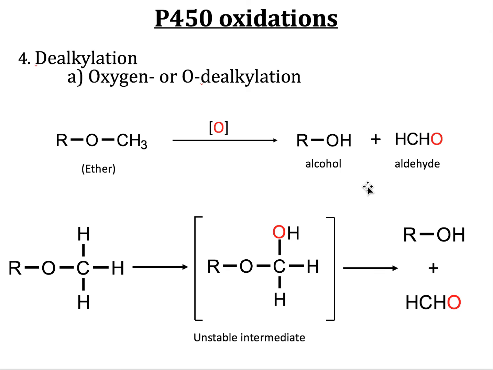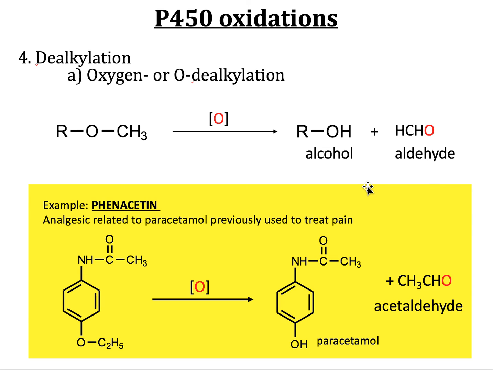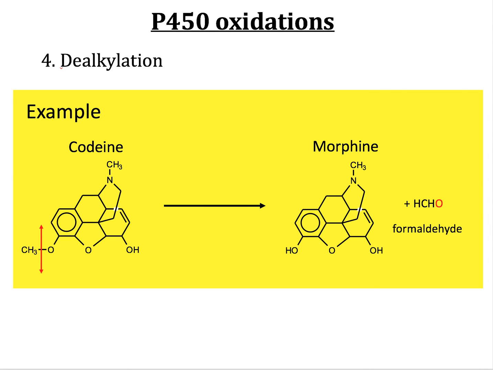Dealkylation has 3 different forms: O, N, and S. Phenacetin is the older form related to paracetamol, and once it becomes dealkylated via P450 oxidation, it becomes paracetamol and an aldehyde. So the key thing is it always forms an aldehyde.